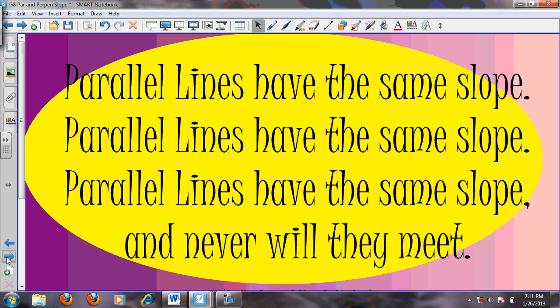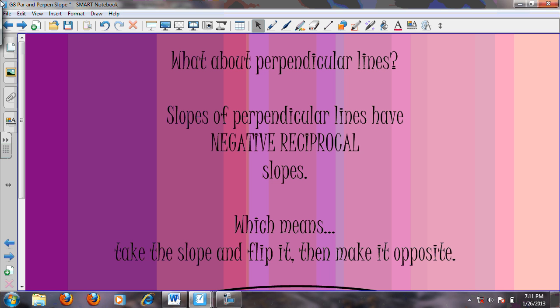Okay? So parallel lines will have the same slope. Always, always, always. What about perpendicular lines? Okay, we said perpendicular lines form a right angle. So the slopes of perpendicular lines have the negative reciprocal, which means you take the slope, you flip it, and you make it its opposite.